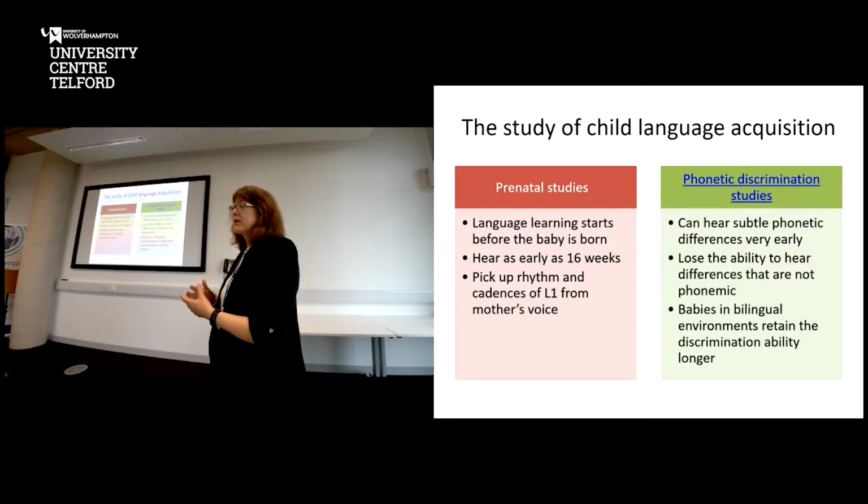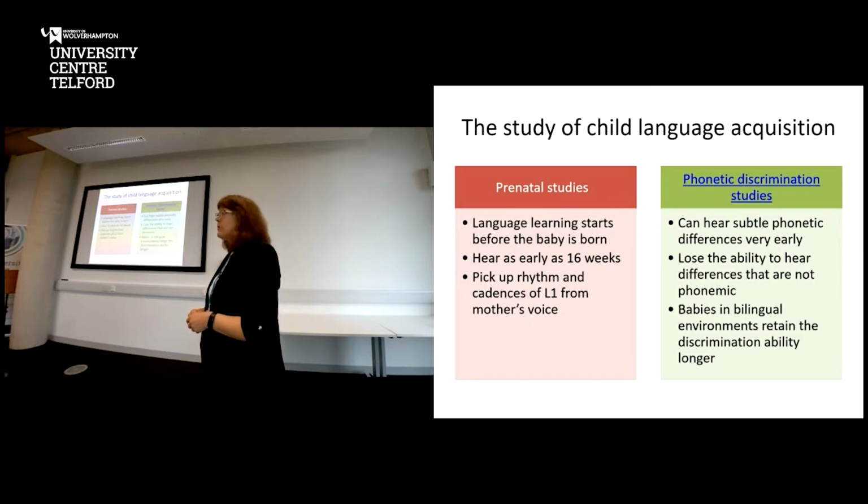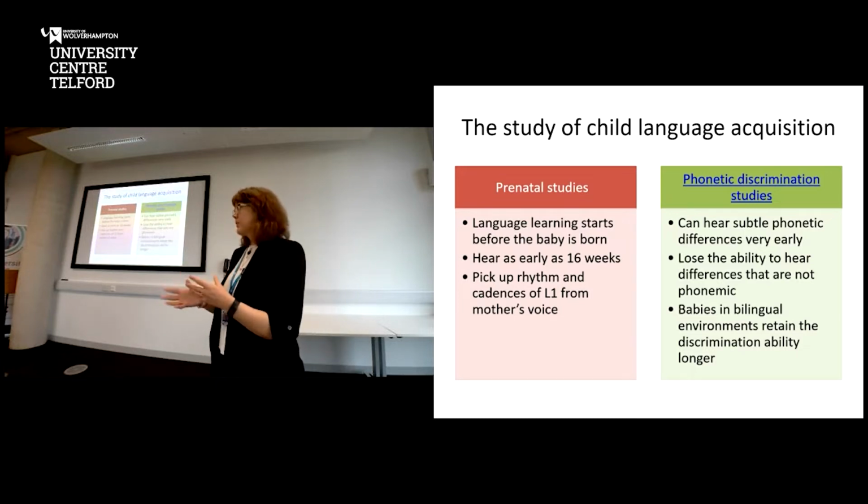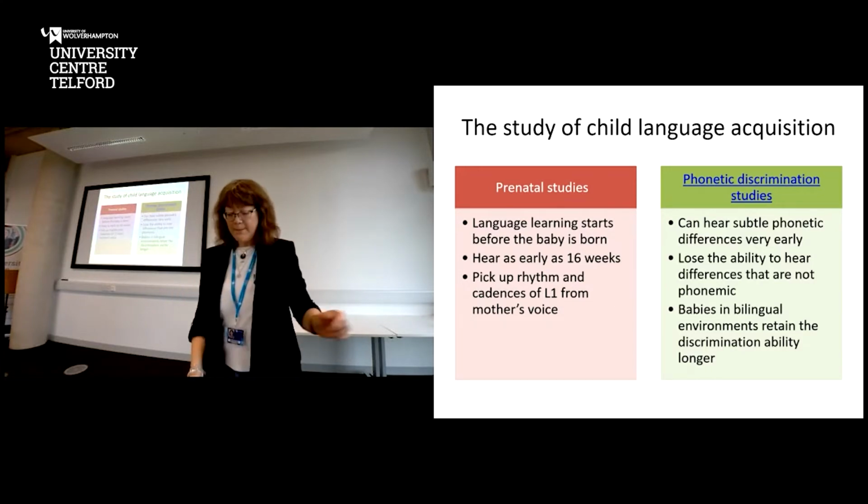So after a while, from about 6 months on, Japanese babies lose that ability to hear that distinction because they don't need to hear it. Babies in bilingual environments retain that ability for longer. So children who are spoken to with a little bit of Japanese, mostly English, they do retain that ability.